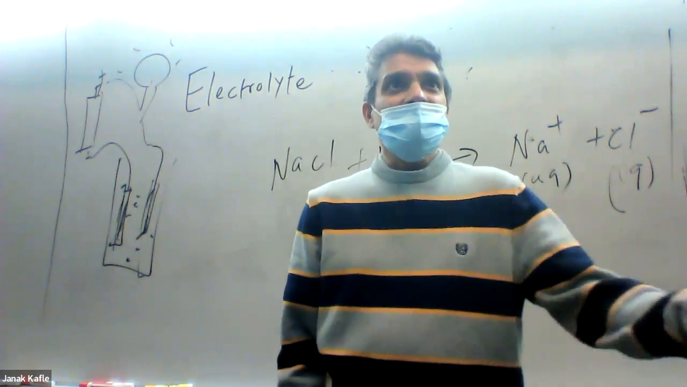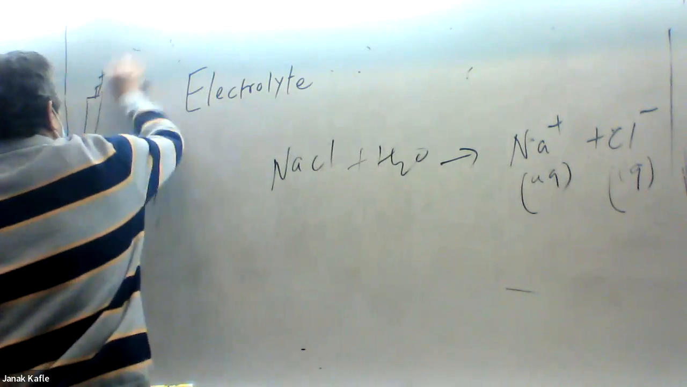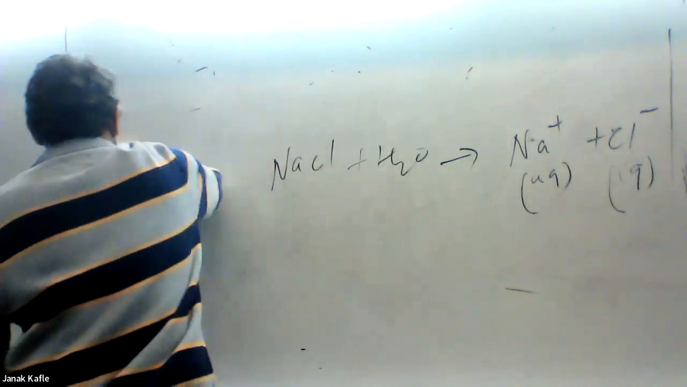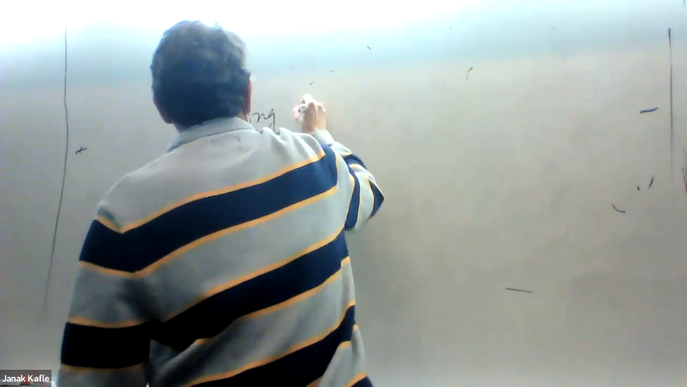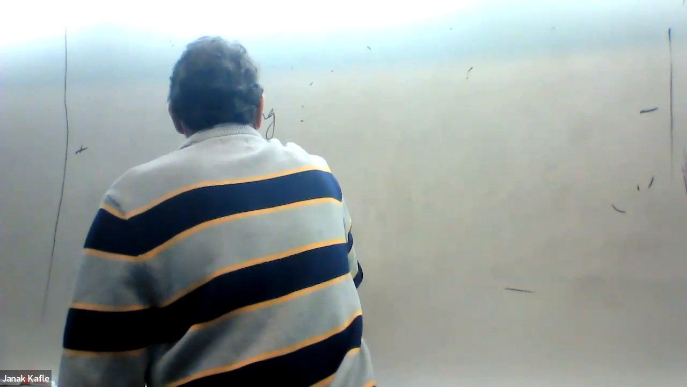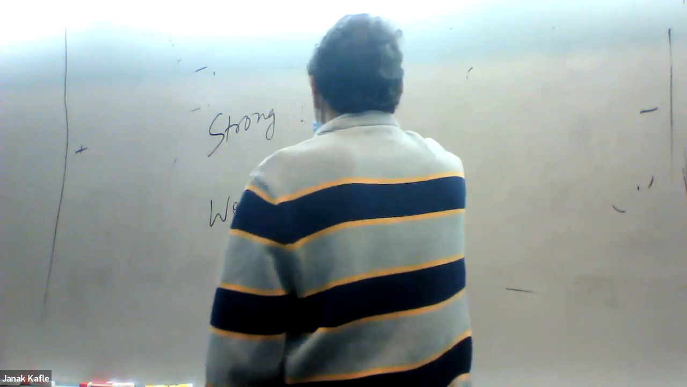Yes? Good. Metal. Good. Now, there are two kinds of electrolyte. One is a strong electrolyte, another is a weak electrolyte. So, strong electrolyte, and weak electrolyte. So, strong electrolyte is like this.